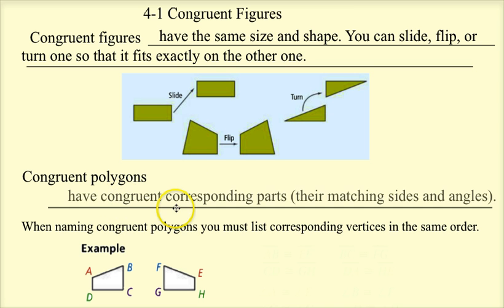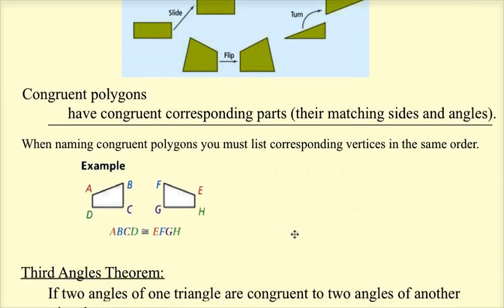Congruent polygons have congruent corresponding parts. They're matching sides and angles. The corresponding parts are the sides that match up to each other and the angles that match up to each other. So if you look back here in this quadrilateral, this longer side right here matches up to that longer side right there. So congruent polygons have congruent corresponding parts. We're going to talk about those corresponding parts.